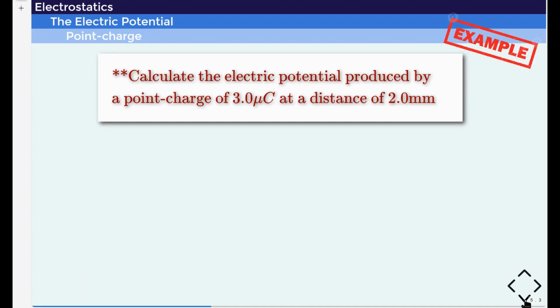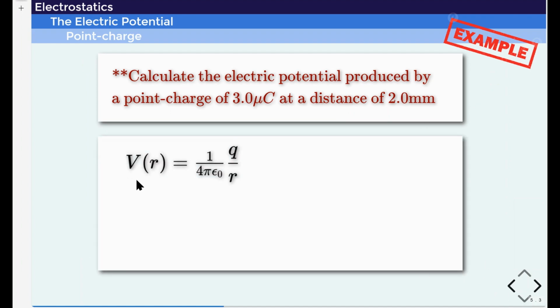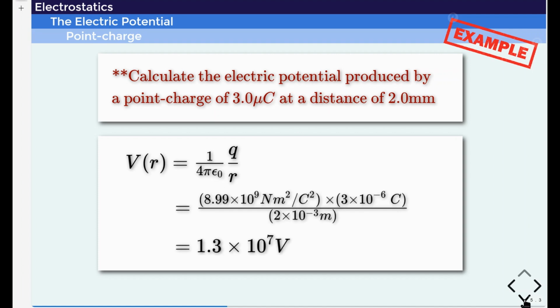So for example, if you want to calculate the electric potential produced by some point charge, let's say 3 microcoulombs, at a distance of, let's say, 2 millimeters, then you would plug in right away. Simply you'd say, okay, the potential at some distance r due to some charge q is given by k times q over r. Since I didn't mention any material, I'm just going to take it to be vacuum. So it's 8.99 times 10 to the 9, that's the K, times the charge, 3 times 10 to the negative 6 coulombs, divided by the distance, which is 2 millimeters. If I work it out, that gives me 13 million volts.